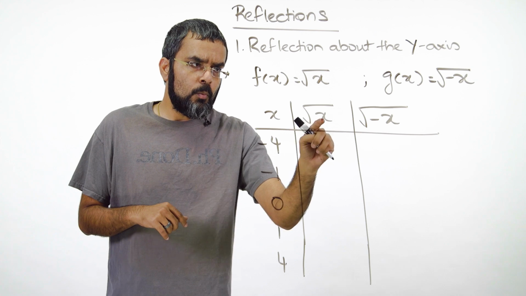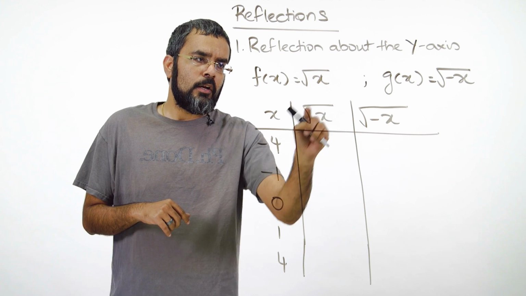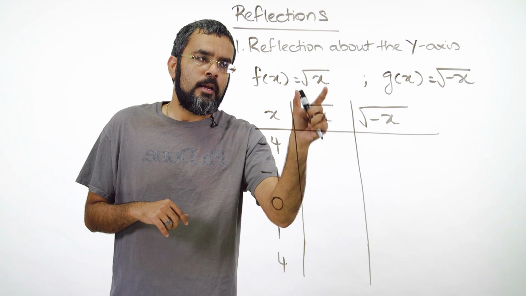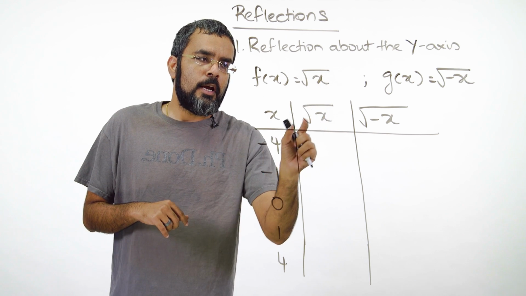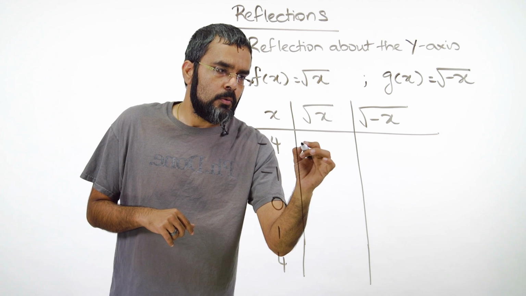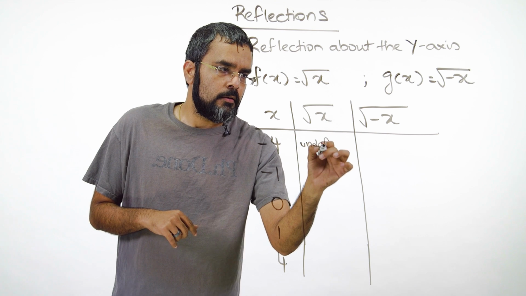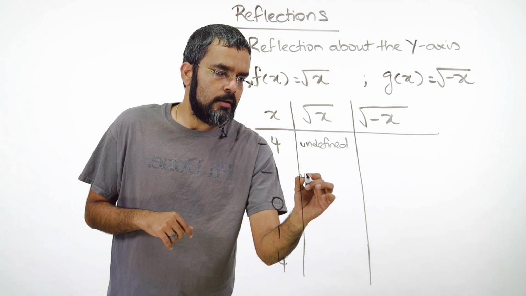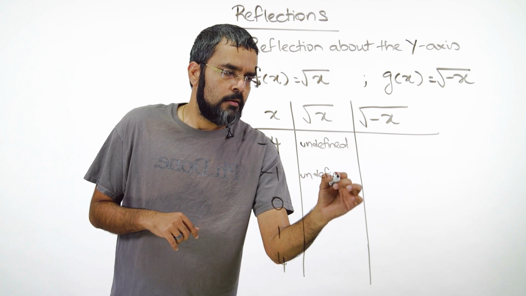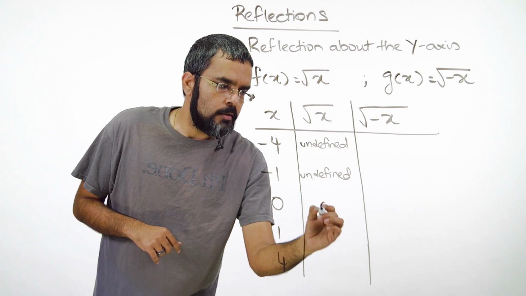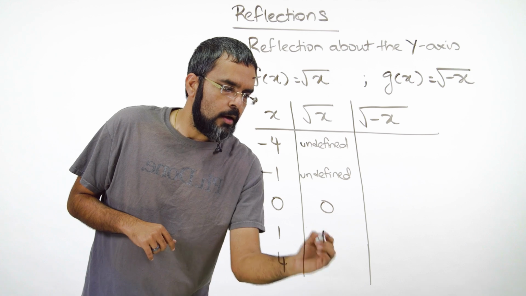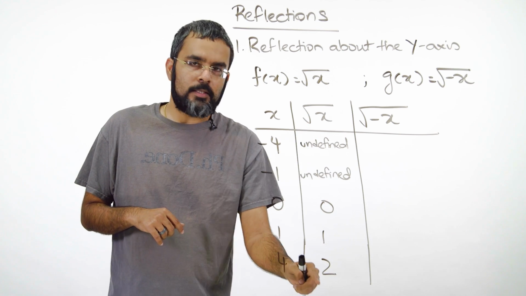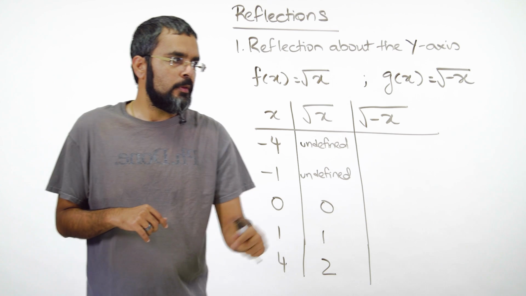Now, what is the square root of negative 4? Well, I cannot take the square root of negative 4 because I cannot have a negative number under the root, right? My domain for my square root function is non-negative numbers, so this is undefined. Similarly, square root of negative 1 is undefined. Square root of 0 is 0, square root of 1 is 1, and square root of 4 is 2. Remember, this is the principal root, so we're taking the positive square root, which is 2.